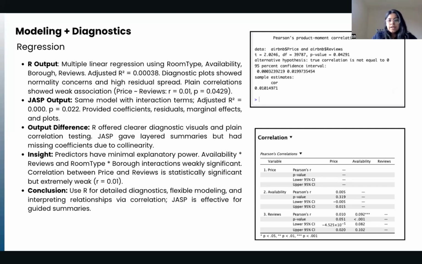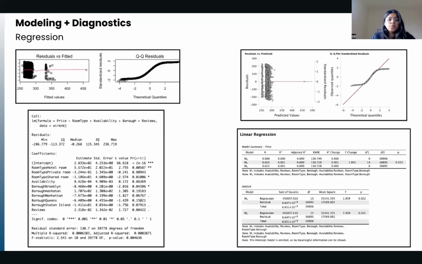0.01. And in JASP, the model was similar, but some coefficients were dropped due to collinearity. The adjusted R squared, as we can see here in the graph, was 0.0. So we can say that neither model is strong, but R offered better diagnostics and flexibility, while the JASP output was easier to interpret for quick checks.